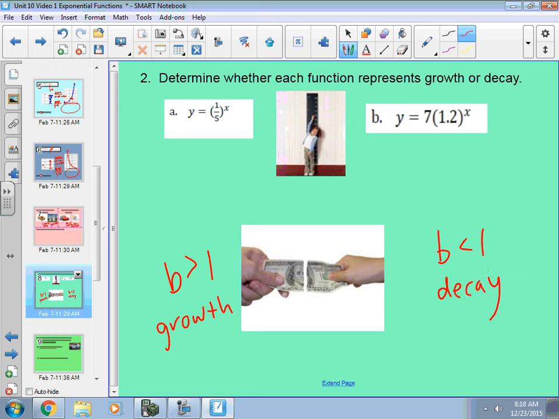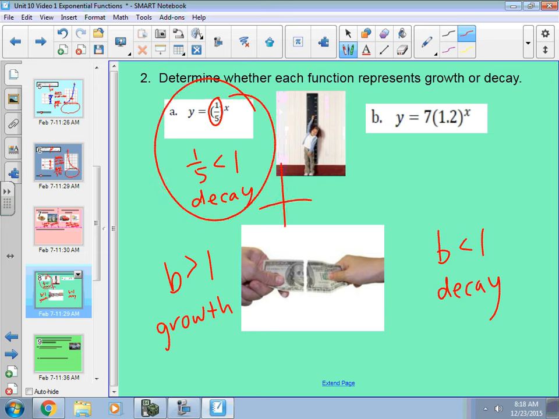Okay, so let's look at these two and see what we have. In the first one, A, what is our b value? 1/5. Is that a number bigger than 1 or less than 1? 1/5 is definitely less than 1. This is going to be an exponential decay equation here. You're going to get a graph where it decreases over time. Okay, let's look at B. Our multiplier here, 1.2. 1.2 is bigger than 1. This is going to be exponential growth.